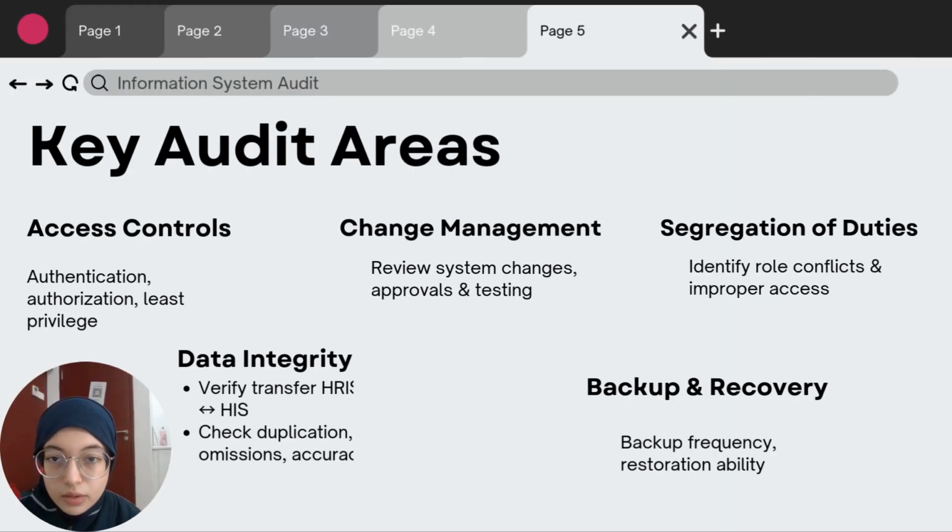We have five key audit areas. Number one is access controls, which covers authentication, authorization, and least privilege. Next is change management, reviewing the system changes, approvals, and testing. Number three is segregation of duties, to identify role conflicts and improper access. Number four is data integrity, which is to verify the transfer from HRIS to HIS, and check duplication, omissions, and accuracy. And last, we have backup and recovery, so we check that backups are frequent and the restoration ability.